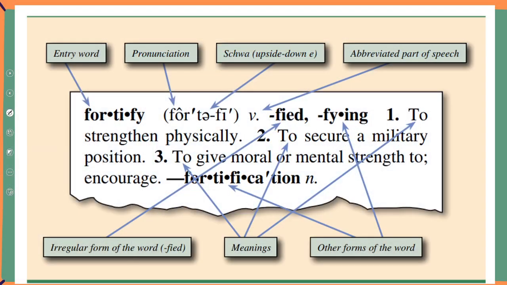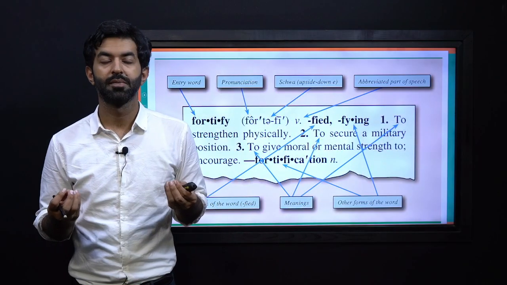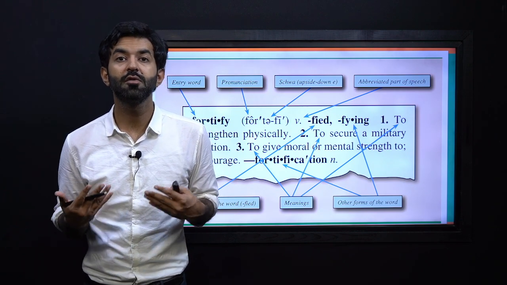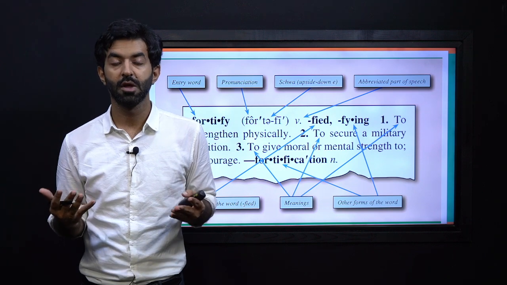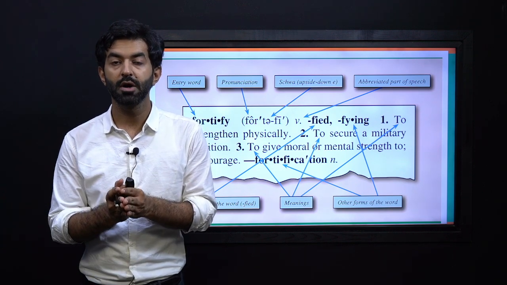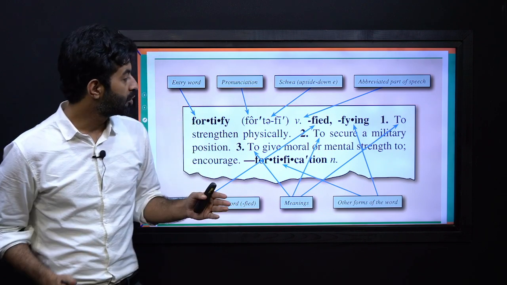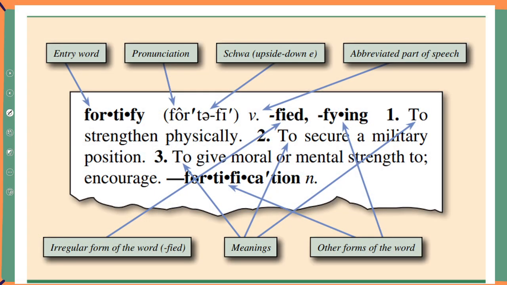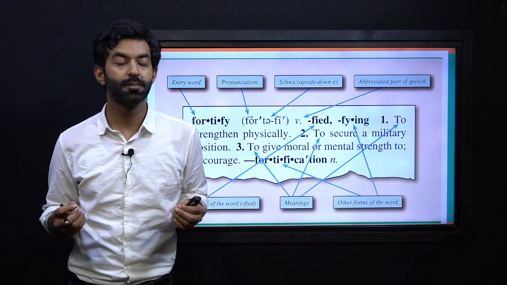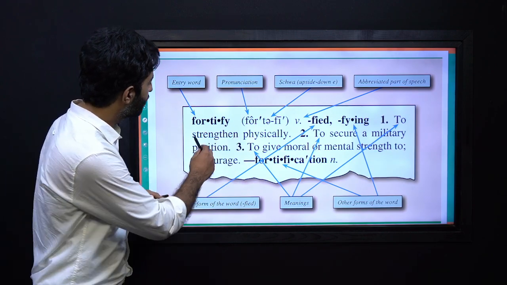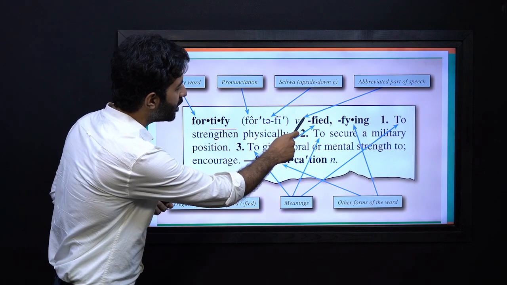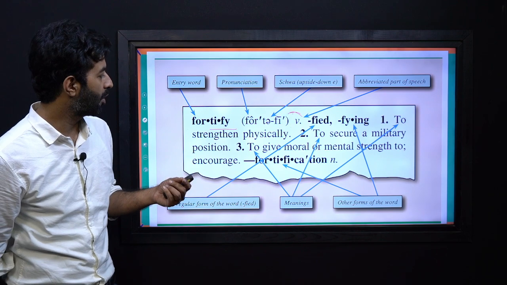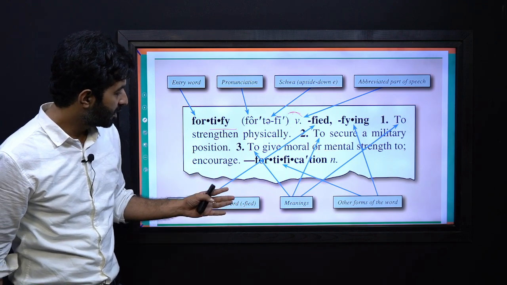Let's talk about using the dictionary. So when you're using a dictionary, you find different information in it. For example, your entry word, the meaning of that word, you can find pronunciation, you can find the abbreviation of the part of speech which the word belongs to. For example, here the word fortify is a verb. It is represented by an abbreviation V, a short form. So we have meanings, different things.